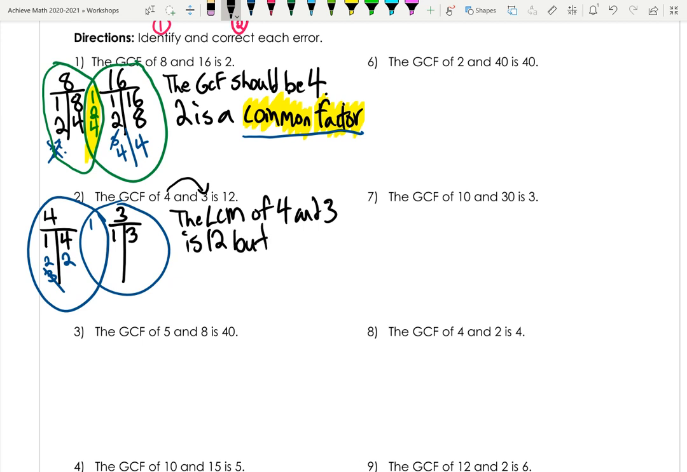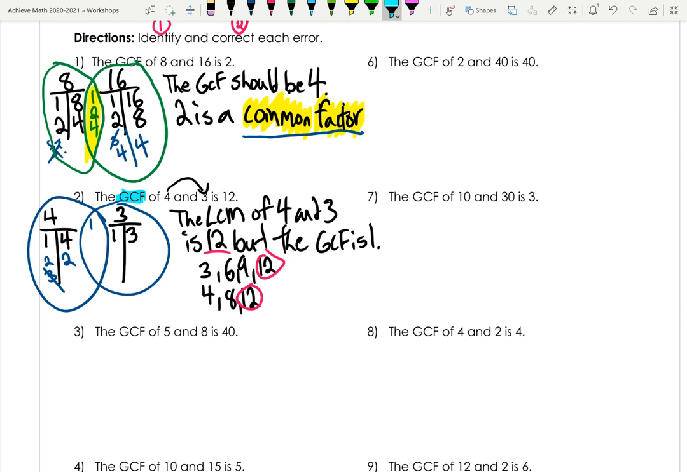But the GCF is 1. What they did is they saw 3 and 4, and they wrote out their lists, and they correctly identified that the LCM is 12. But this isn't what we're doing. We're not finding the LCM. We're finding the GCF.